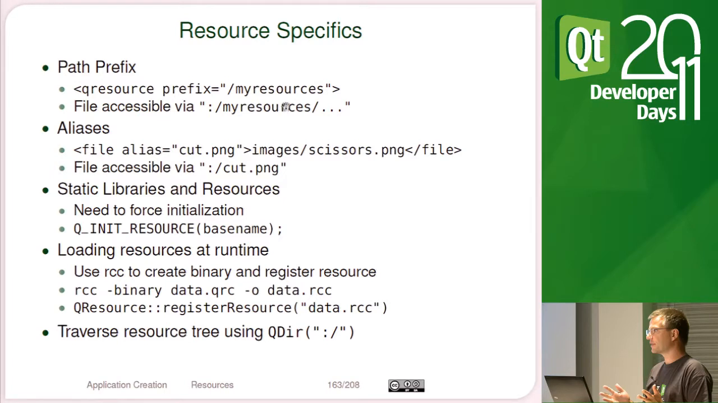You can also specify aliases. So if you would like to have an alias cut.png, which is a reference to the image scissor.png, you can directly access it through this alias name cut.png.